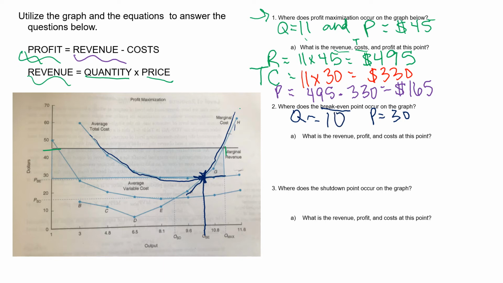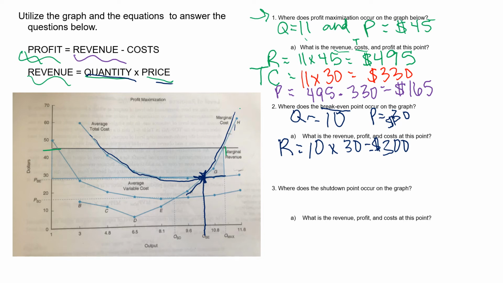Okay, so where quantity produced or output equals 10 and price equals $30, that's where break-even occurs. What's the revenue, profit, and cost at this point? So revenue is going to be our quantity times price. So our quantity is 10 times our price, which is 30. So that's going to give us a revenue of $300.